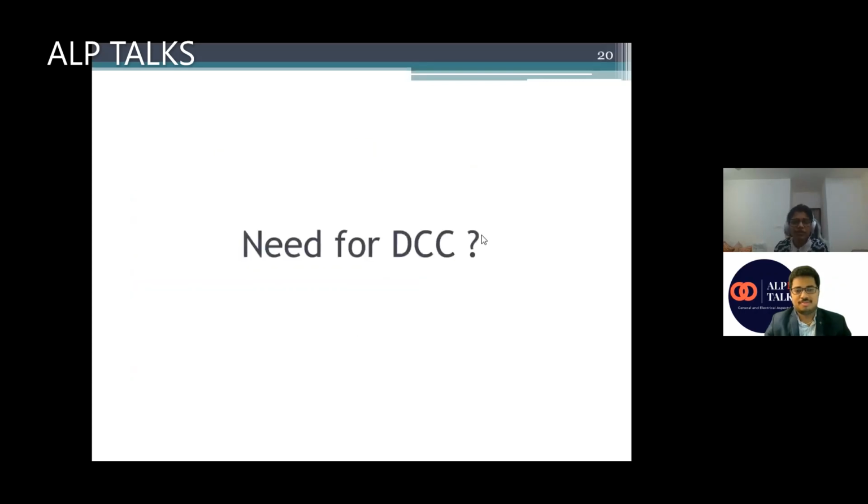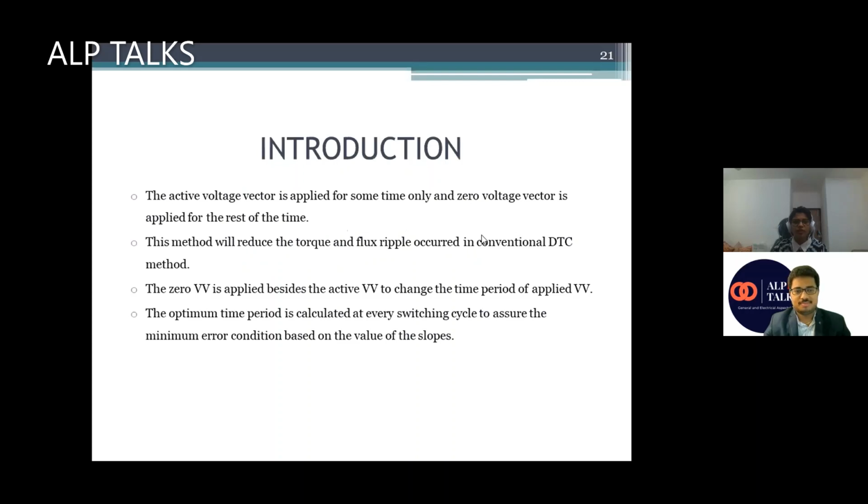So, as I have explained, there are some disadvantages, mainly a variable switching frequency with high torque ripple. So for reducing the ripple and making the frequency constant, I'm using my duty cycle control method. In this method, duty cycle control, it is not a method by itself, we can say it is a method which is applied to DTC.